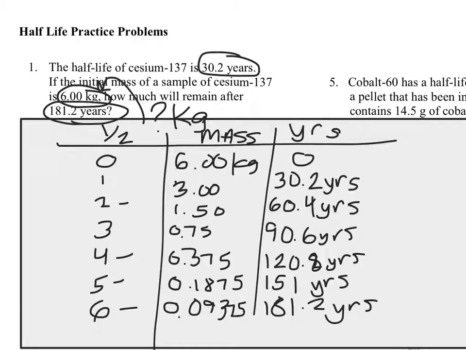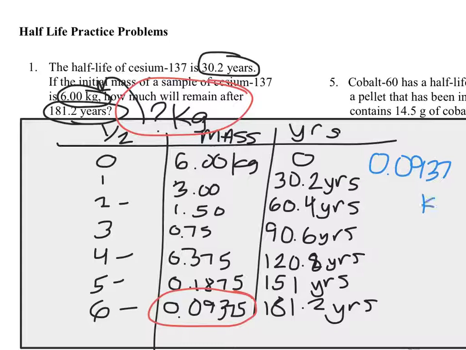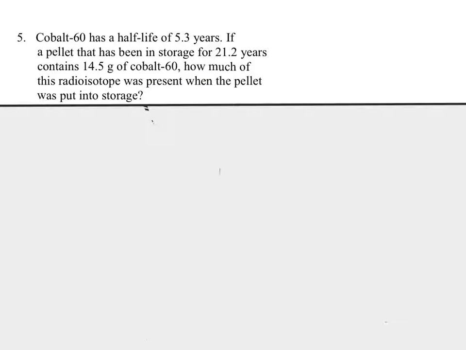0.09375. All right? The original question wanted to know how much will remain. So we needed our answer in kilograms. Well, this is how much was left after 181.2 years. So our final answer would be 0.0937 kilograms about. That's how much was left after 181.2 years.